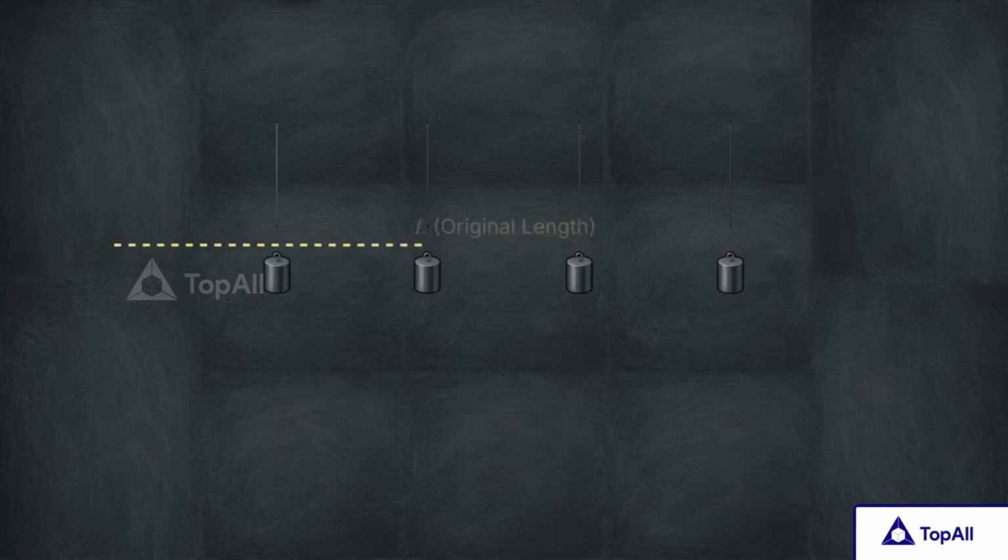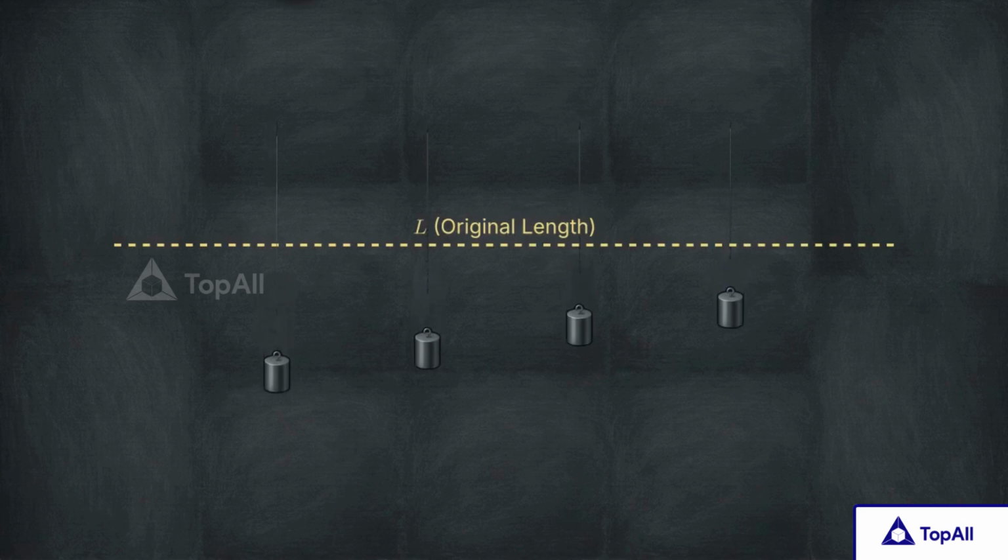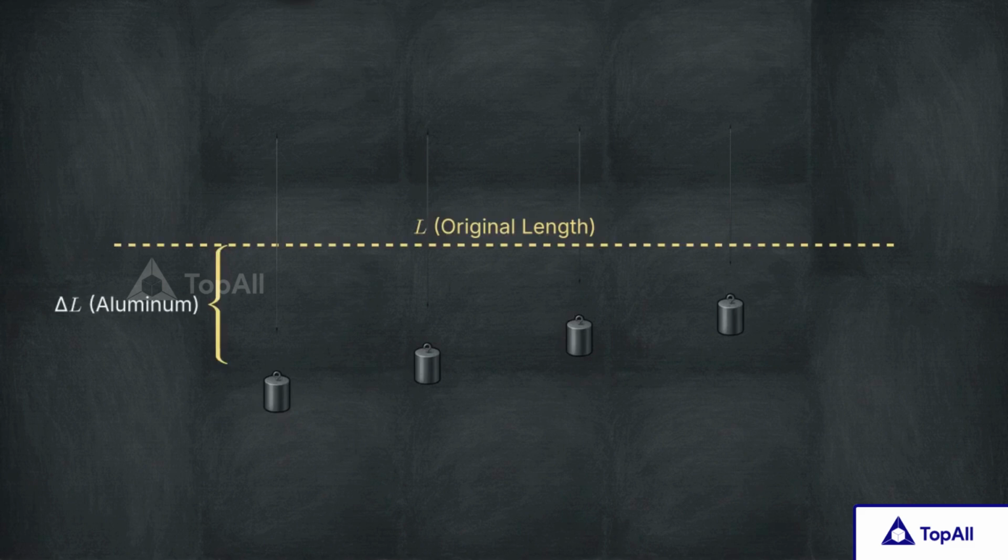Look at the horizontal reference line. Even though starting dimensions and weights were identical, they haven't stretched equally. The aluminum wire has stretched downward significantly, but the steel wire, under the same load, its displacement is barely noticeable.